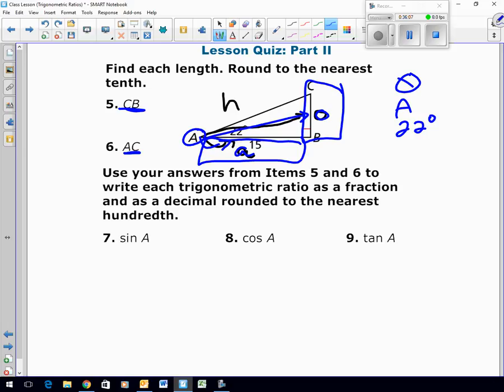But since I'm given the adjacent, I can plug in my tangent ratio and say tangent of 22 is going to equal O over 15, because that's O over A. I'll set this over 1. I'll cross multiply this below. What is tangent 22 times 15? I get 6.06. What'd you get?